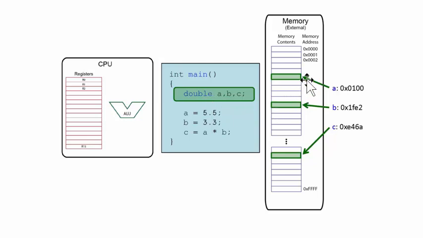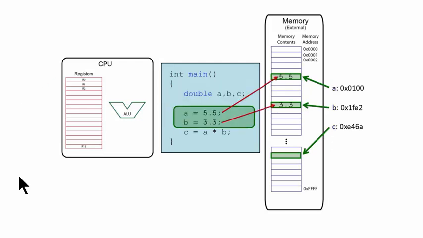The operating system says, you know what, I can do that for you. I'm going to give you this one called A, this one called B, this one called C. So you now have that information. Now what happens when we go to the next lines of our C program? Well, when I do this, A gets 5.5 and B gets 3.3. What you're doing is initializing those locations in memory.